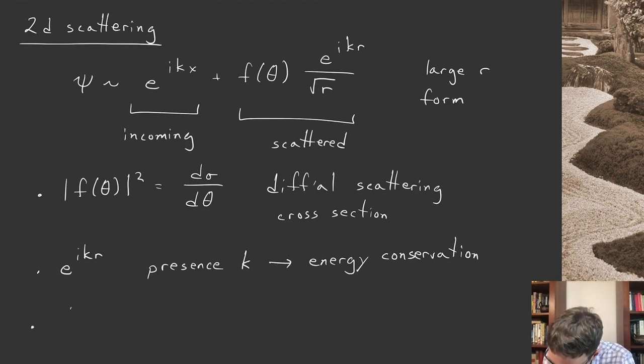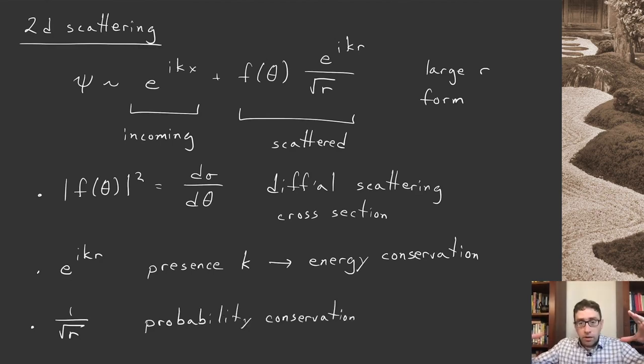And then finally, that 1 over root r, this is just probability conservation. I want to make sure when I integrate over a shell around the target that I've got the same amount going in as going out. So that 1 over root r squares to make 1 over r, which cancels the growth in the area of a spherical shell, right?